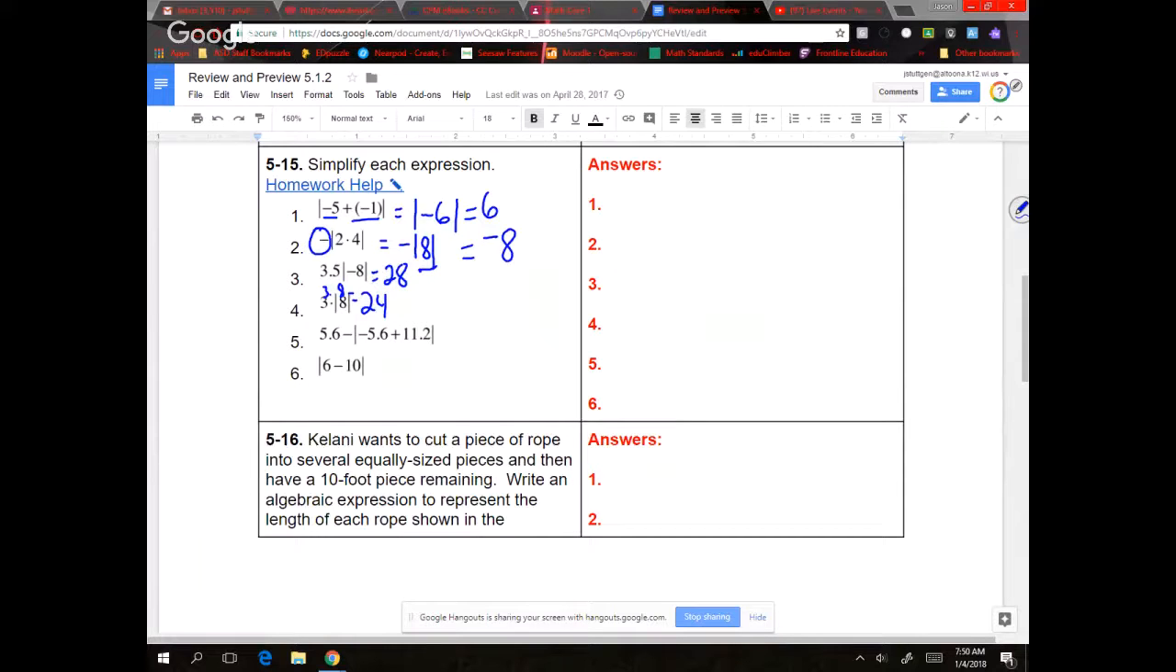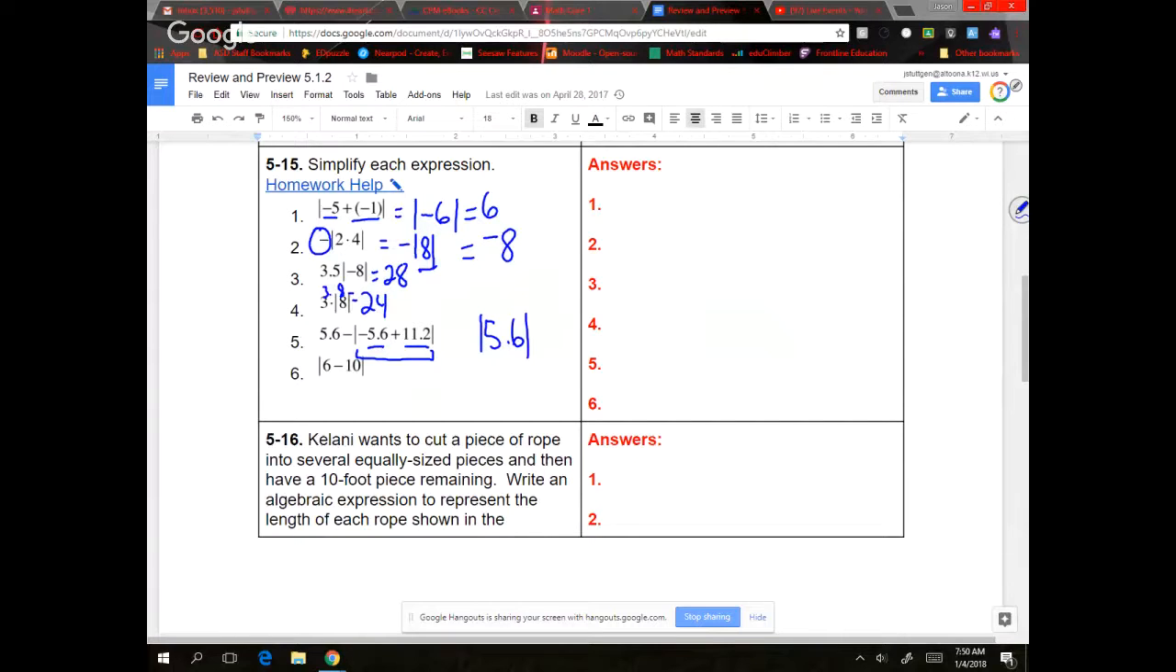Next one. You're at -5.6. Looking at just what's inside the absolute value right now. You're at -5.6, and you're going to go 11 2/10 to the right, which means you're going to end up at 5.6 again, or 5 6/10. When you start here and go 11 2/10 to the right, you're going to end up at 5.6.